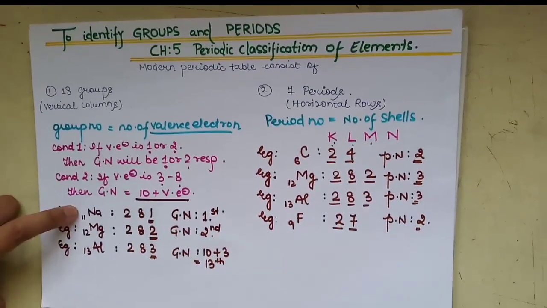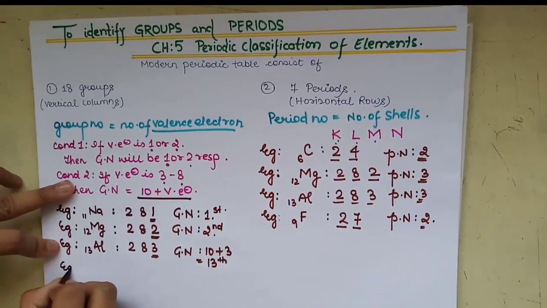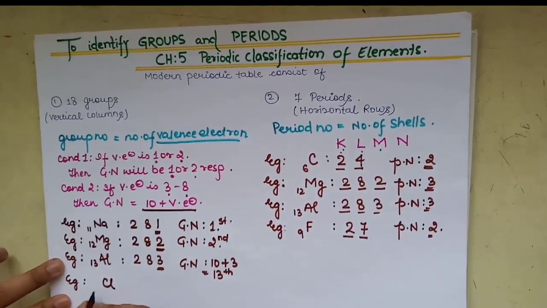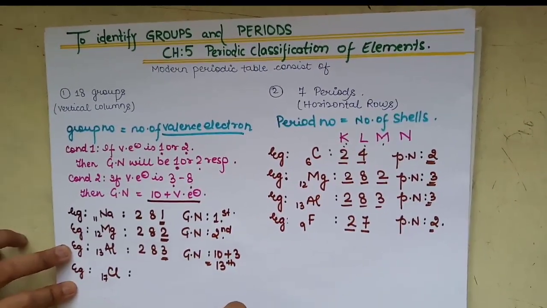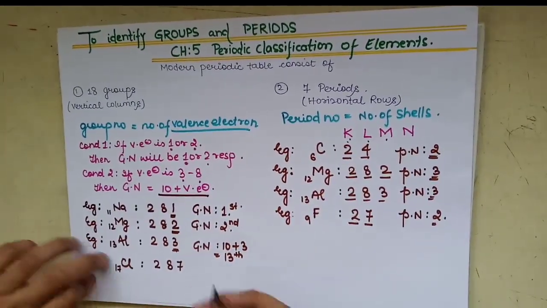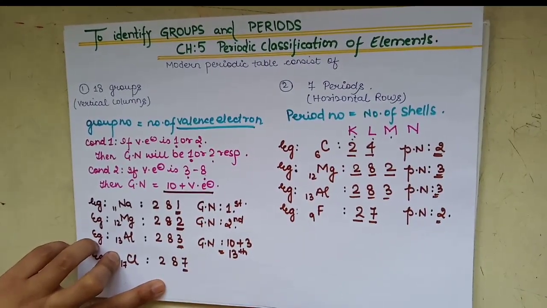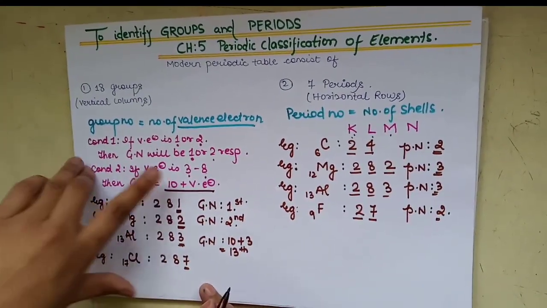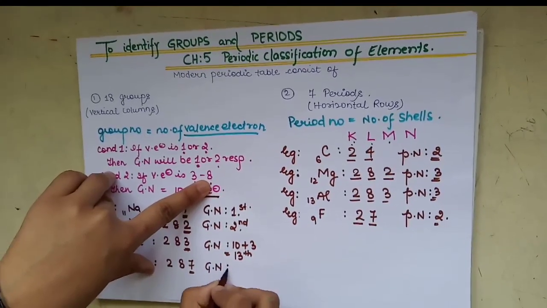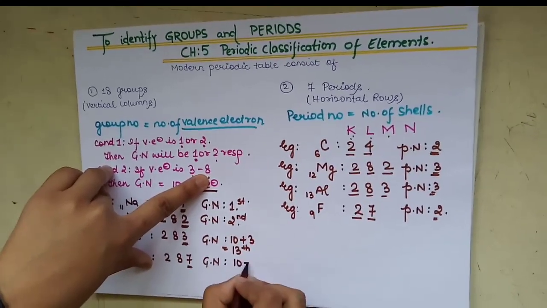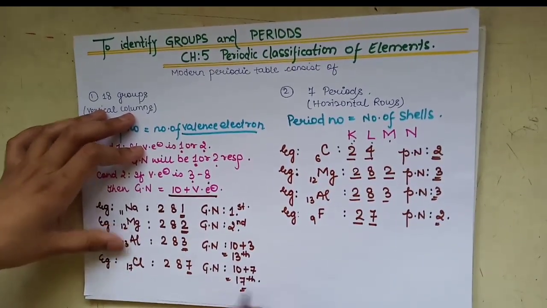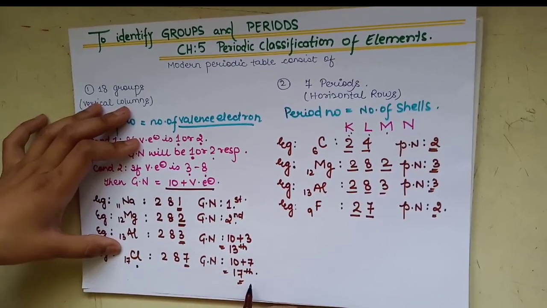Let's take another example to make it more clear. Example of chlorine. We know that chlorine has atomic number 17, so its configuration can be written as 2, 8, 7. Here the valence electron is 7, so condition number 2 will be followed, that is in between 3 to 8. So the group number will turn out to be 10 plus 7, that is 17. So we can clearly say that chlorine belongs to group 17.